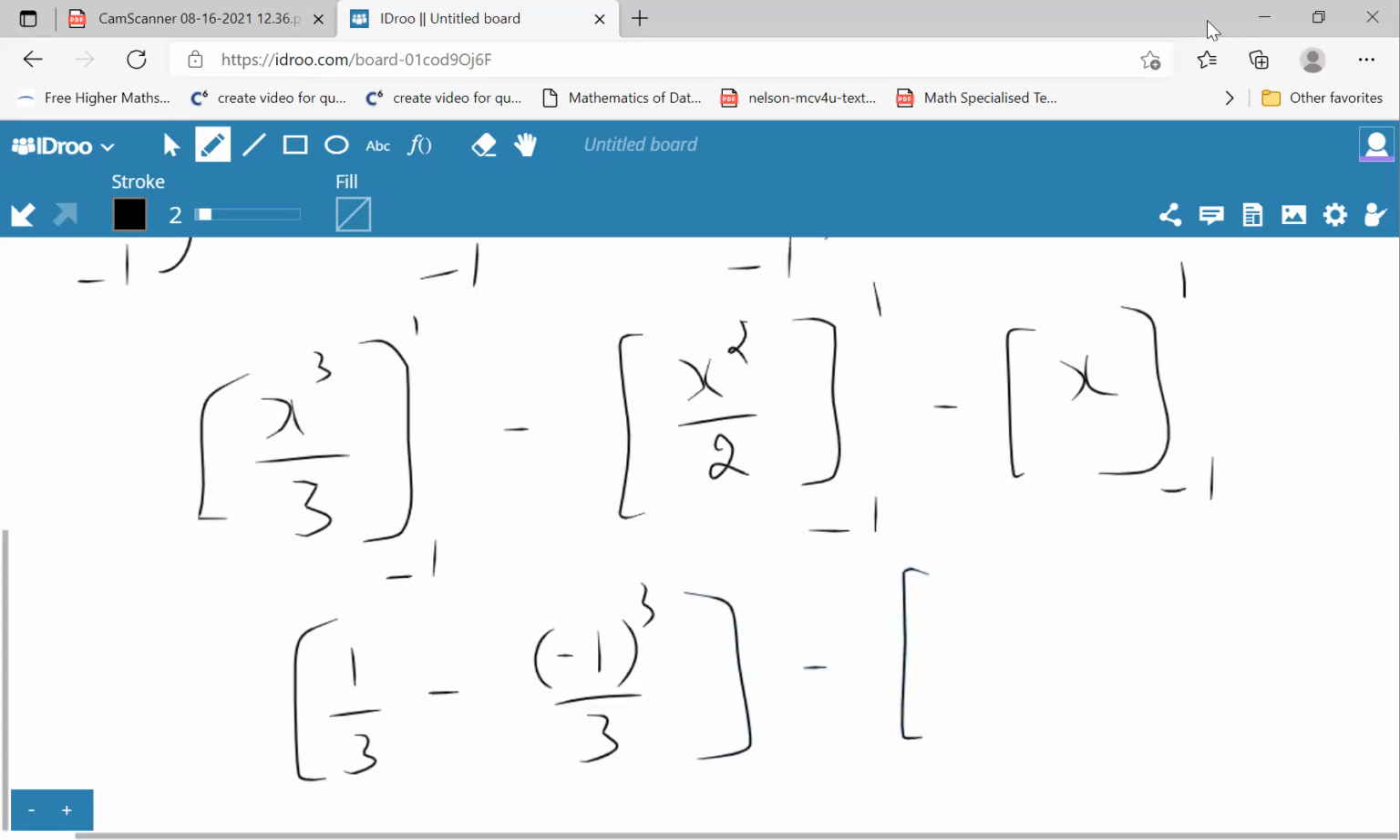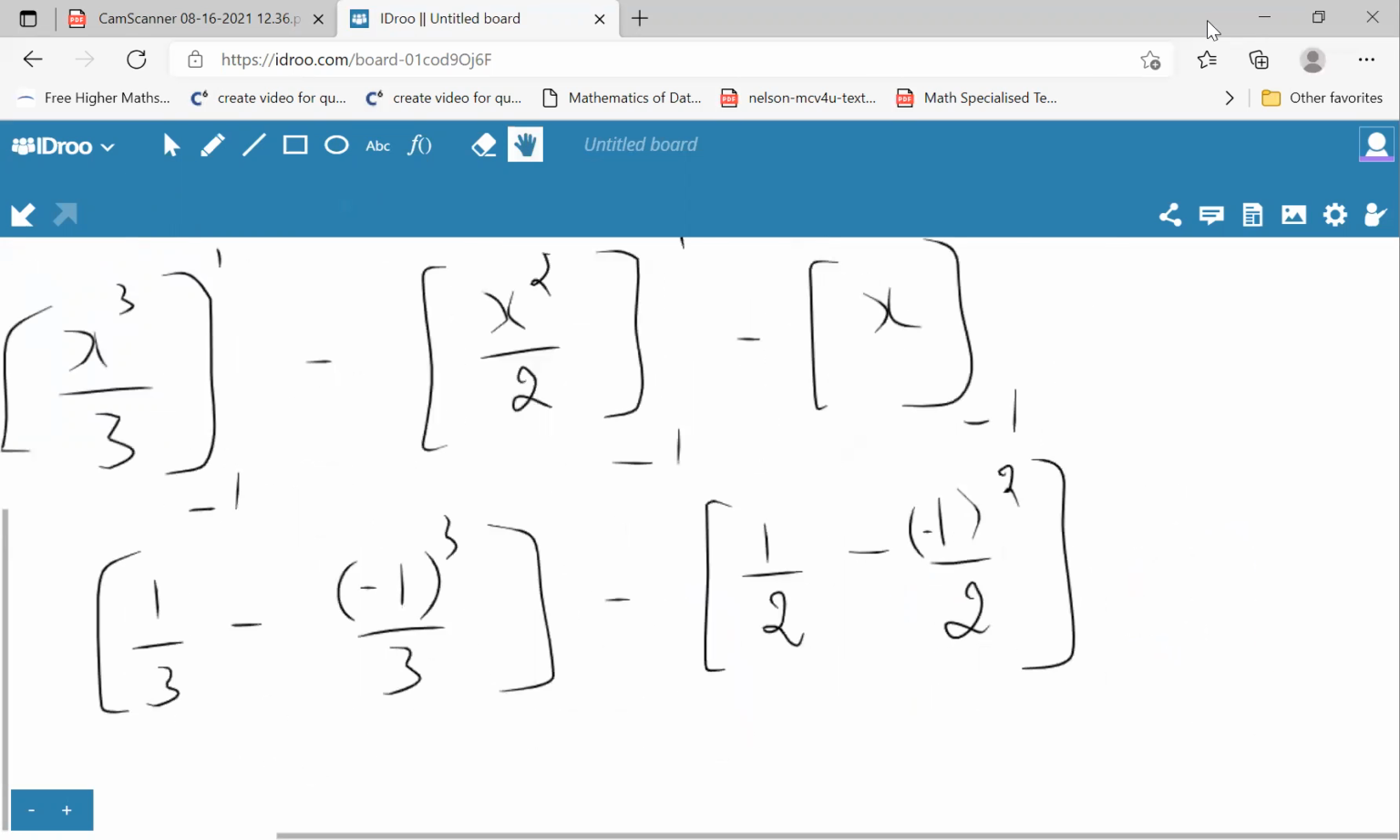Minus 1 by 2 minus 1 by 2 times minus 1 squared. In the place of x, we are going to substitute the upper limit and the lower limit. And for the last one, it is going to be 1 minus of minus 1.